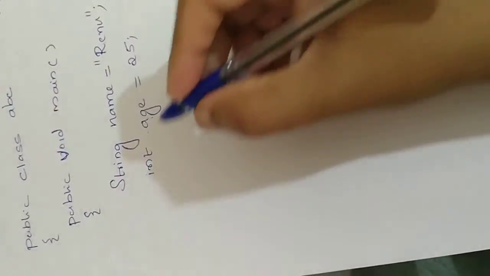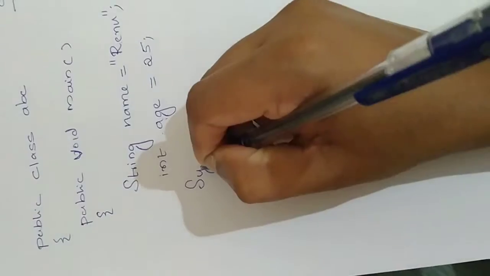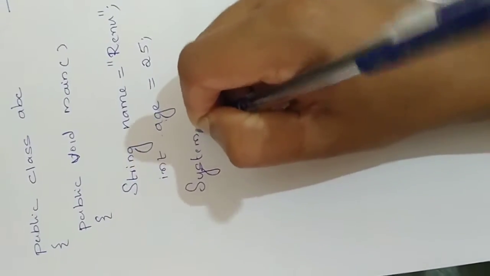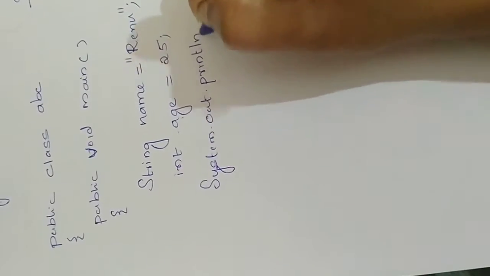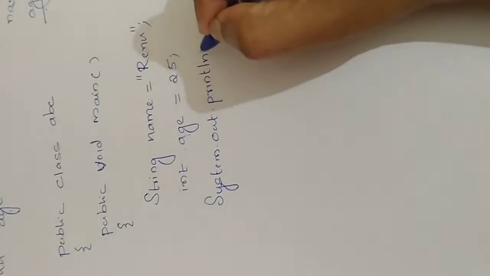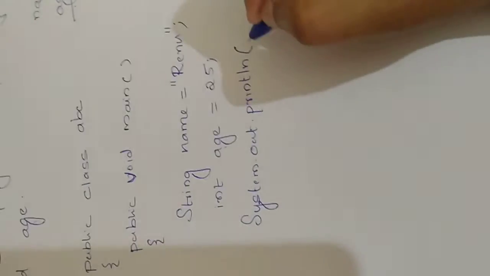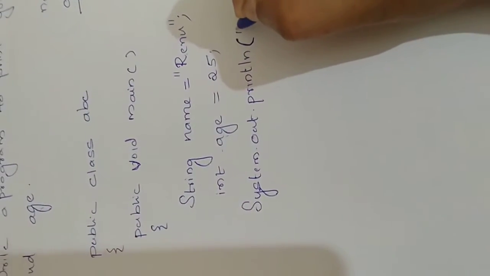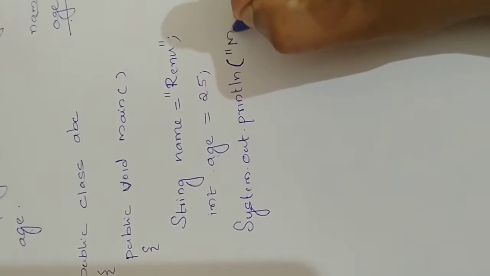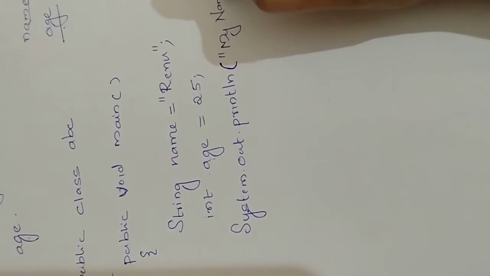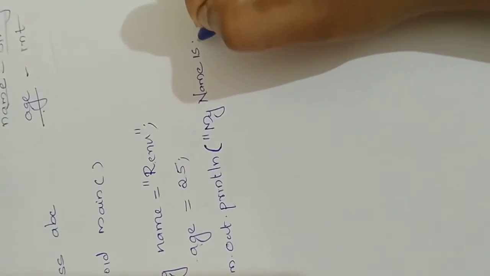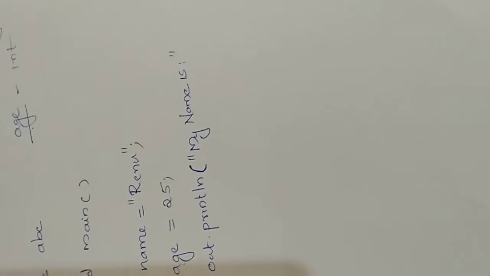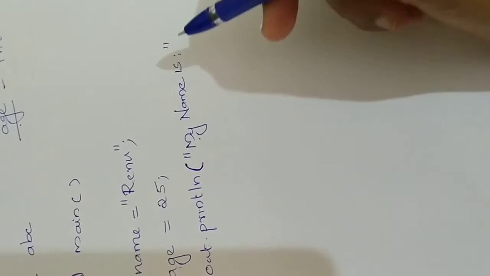Now I am going to print the value. For printing purposes, we use System.out.println. You will open a parenthesis, and you will open a double quote, and you will write my name. You can write anything inside the double quotes, it's up to you. I am going to write my name is, and I will close the double quotes because I want to print my name is as it is.